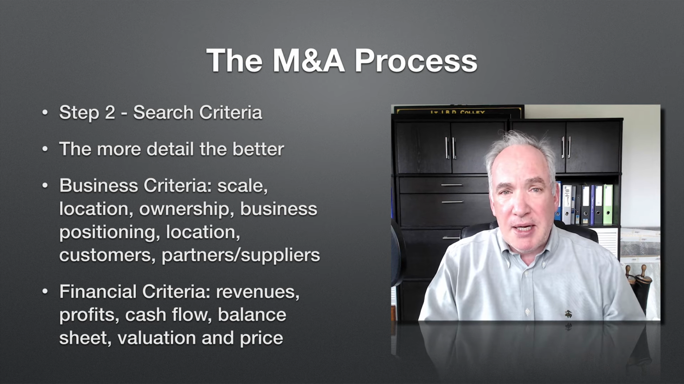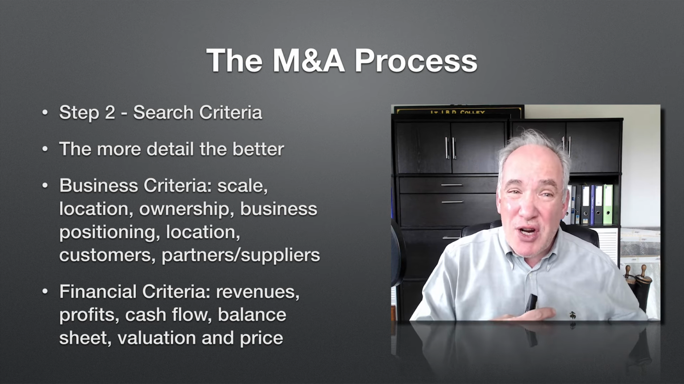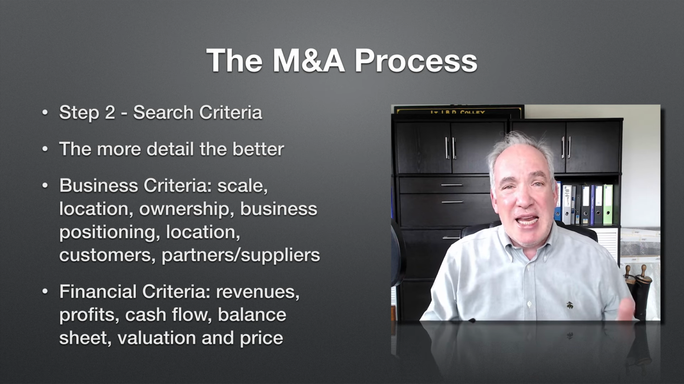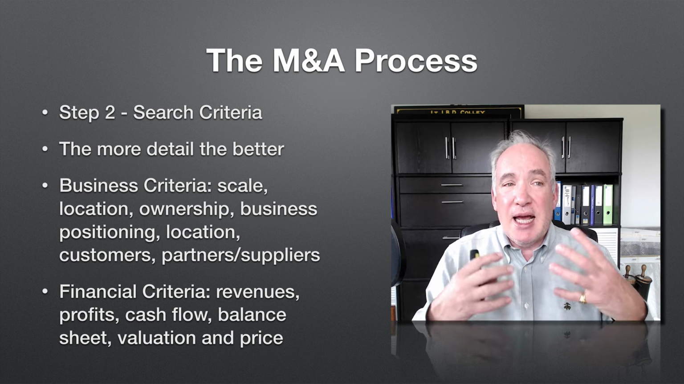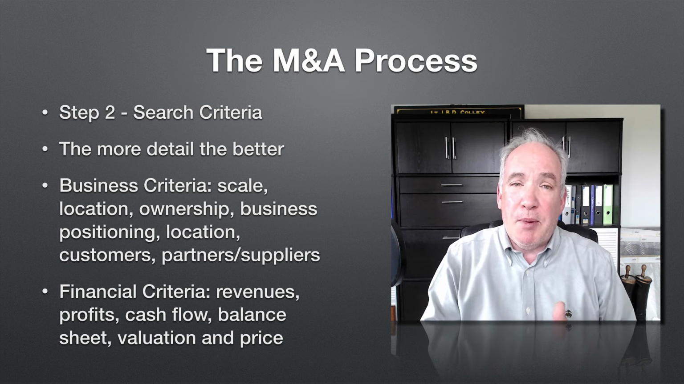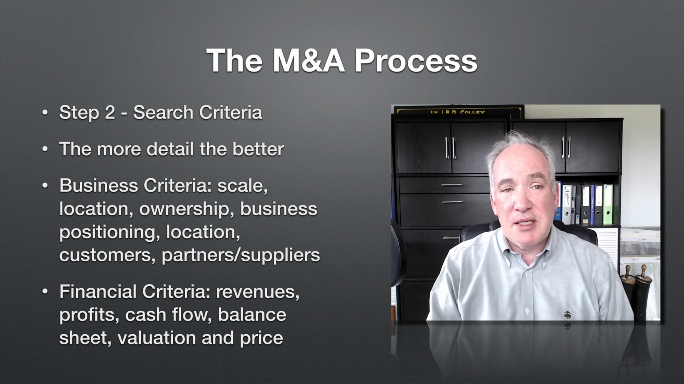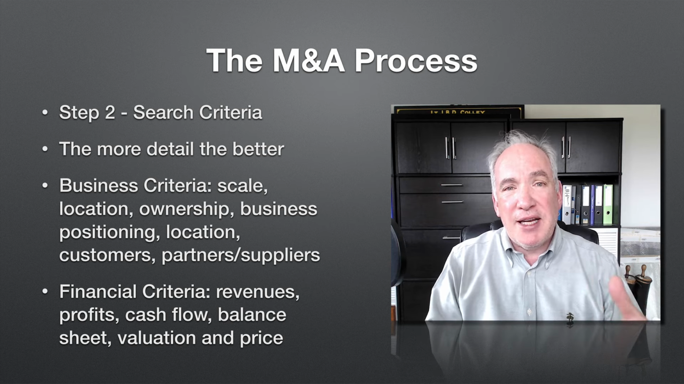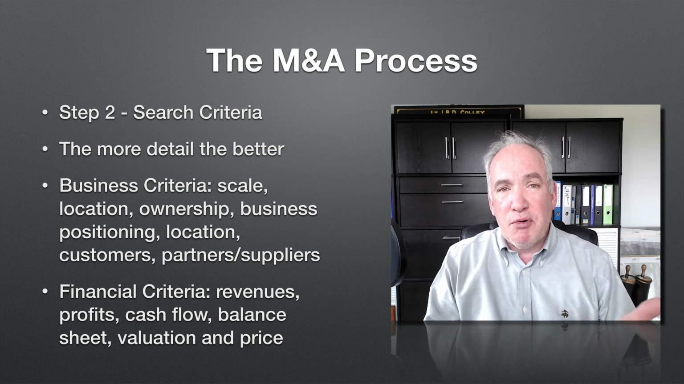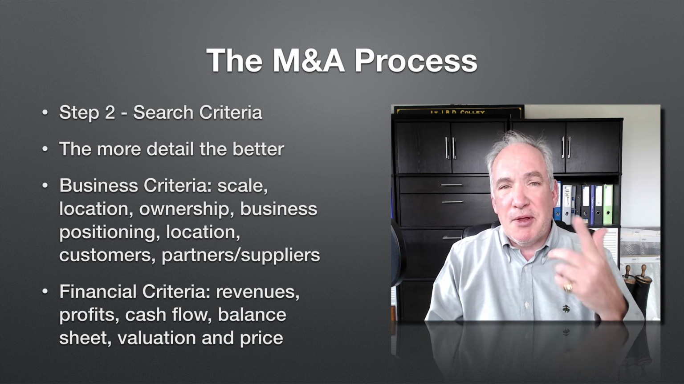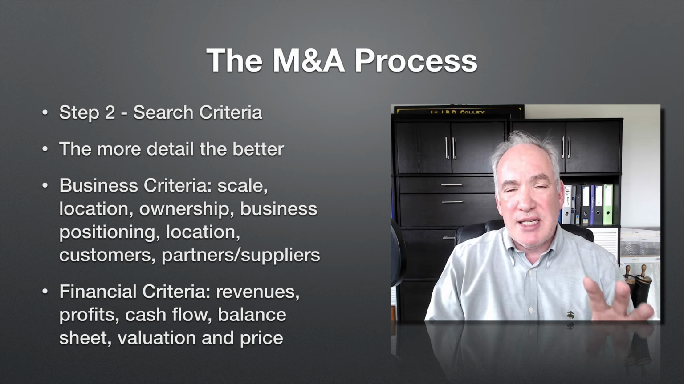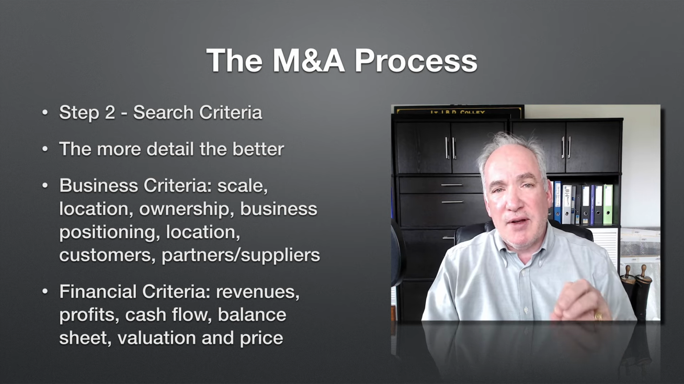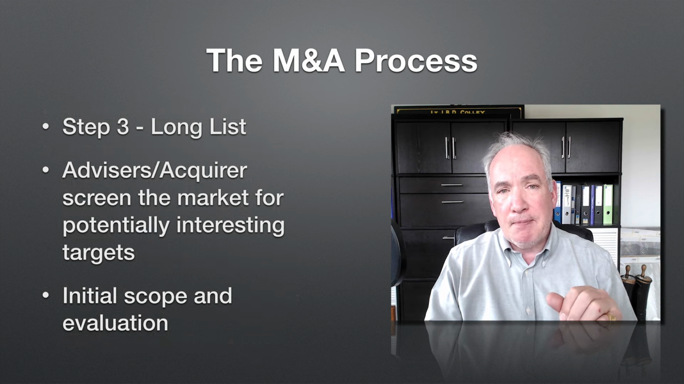What is the customer base like? What's the customer concentration like? So if it's a business with 80% of its business going to one customer, you probably want to stay away from that. And who are the partners and suppliers to the business? And of course, you would have some financial criteria: the revenues, the profits, the cash flow, the condition of the balance sheet. And of course, start to be thinking about the valuation and price that you attach to these criteria. We'll have a detailed look at valuation in a minute.